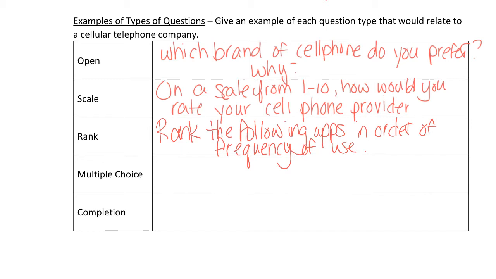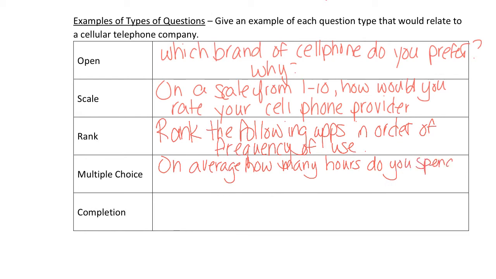So maybe how many hours do you spend on your cell phone? So if we left it like that, people would put in an answer. But if we wanted multiple choice, we would give them different options to choose from. So let's write out our question. So on average, how many hours do you spend on your phone? And then that would be per day. And then we would give those options.